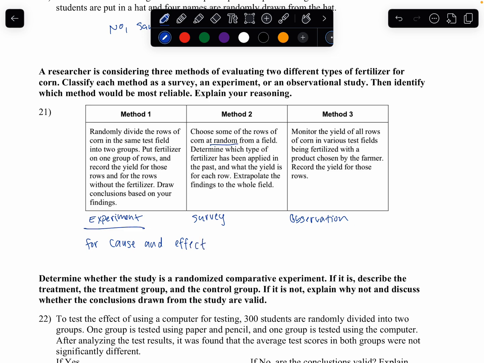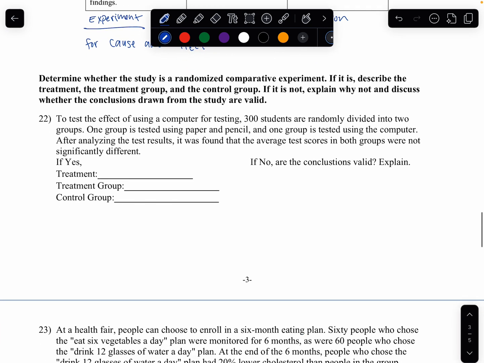Your explanation might be different, and I am totally open to a good explanation. So, determine whether the study is a randomized comparative experiment. If it is, describe the treatment group and the control group. If it is not, explain why not, and discuss whether the conclusions drawn from the study are valid.